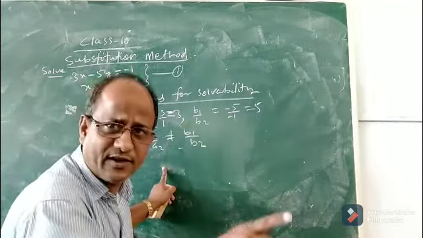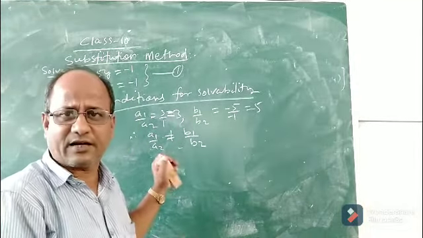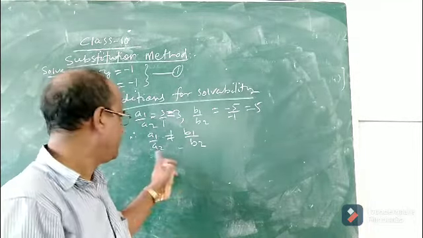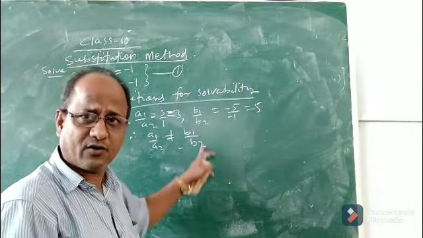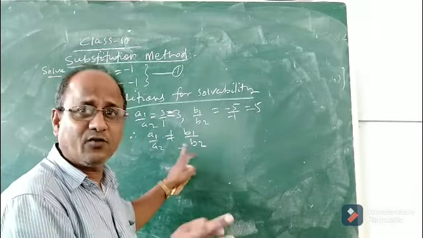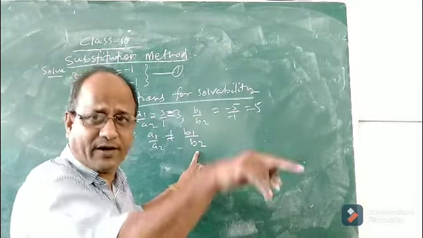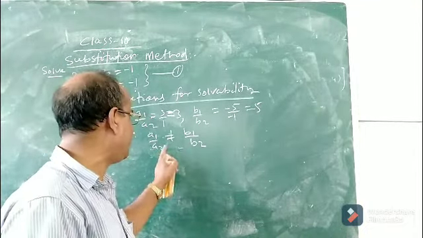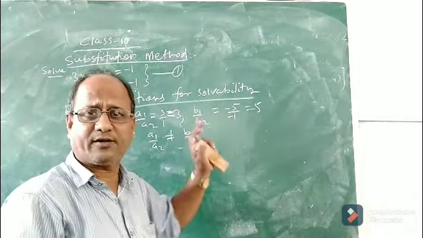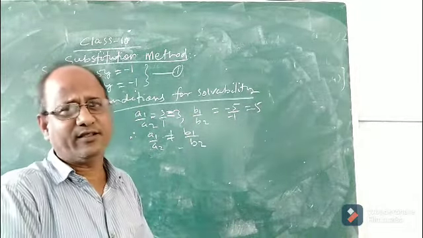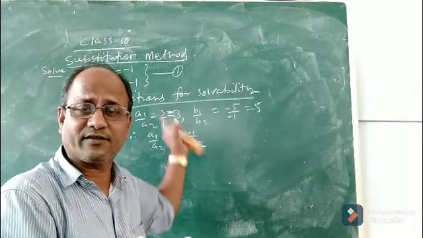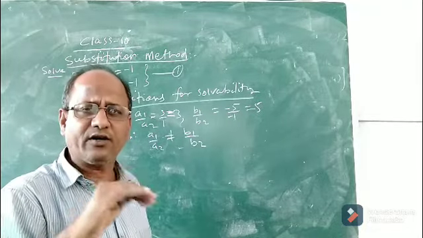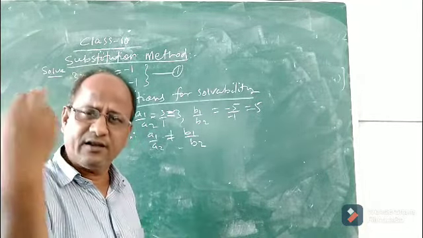So what I mean to say, children, first you ensure that this condition is satisfied before you proceed to solve a system by any method. First you must ensure that a1 by a2 is not equal to b1 by b2. And if at all you got a1 by a2 equal to b1 by b2, then you find out c1 by c2. Then after finding c1 by c2, if you found that a1 by a2 equal to b1 by b2 equal to c1 by c2, means all the three ratios are equal, then you will immediately write that the system will have infinitely many solutions and there is no need to go ahead.